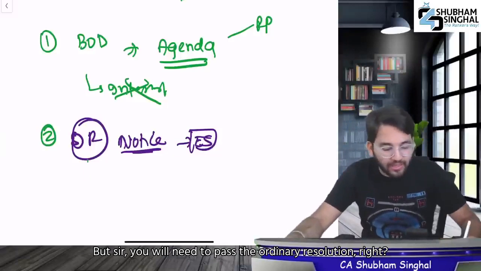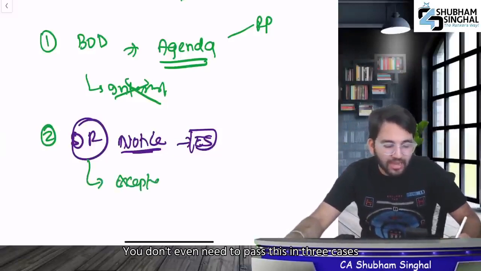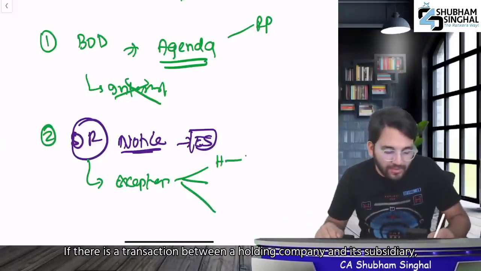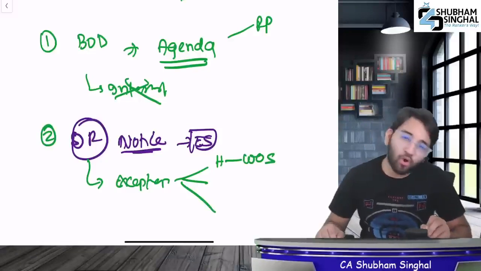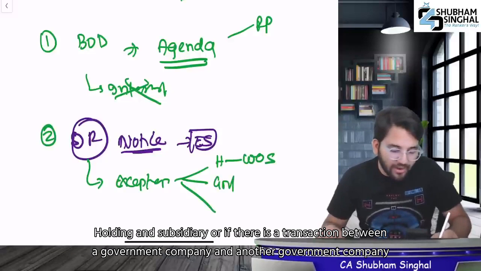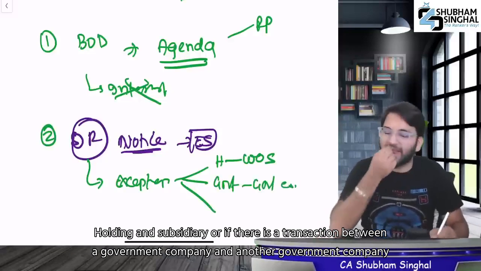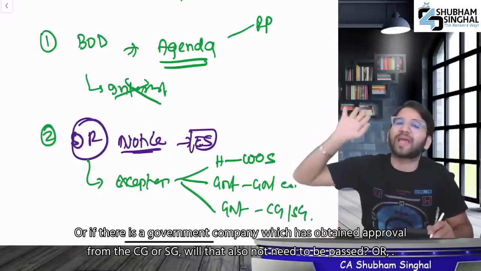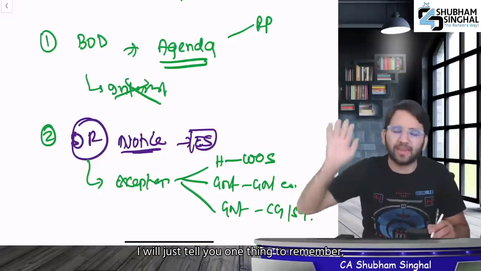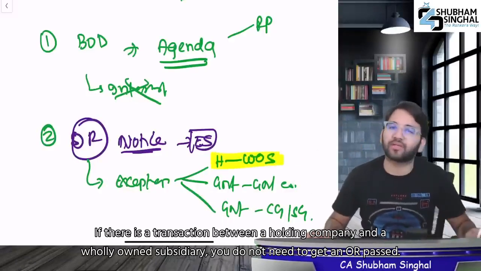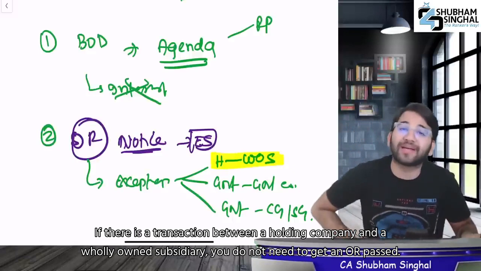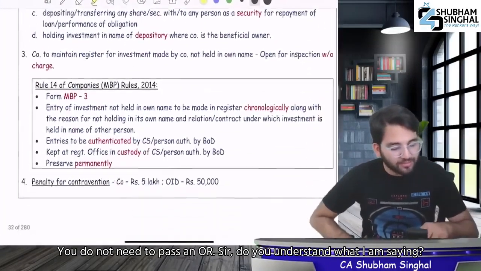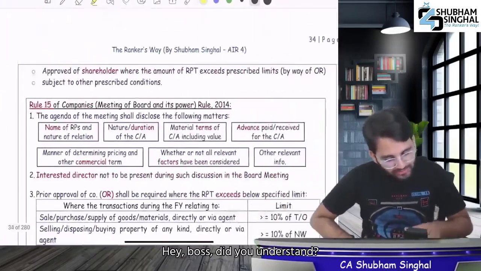But the OR that you need to pass, you don't even need to pass the OR in 3 cases. In which 3 cases do you not need to pass OR? If a transaction is happening between a holding company and a wholly owned subsidiary, or if there is a transaction between a government company and another government company, or if there is a government company which has obtained approval from CG or SG, you will also not need to pass an OR. I will just tell you one thing to remember. If there's a transaction between a holding company and a wholly owned subsidiary, you don't need to pass an OR. Did you understand what I'm saying? Did you understand or not?